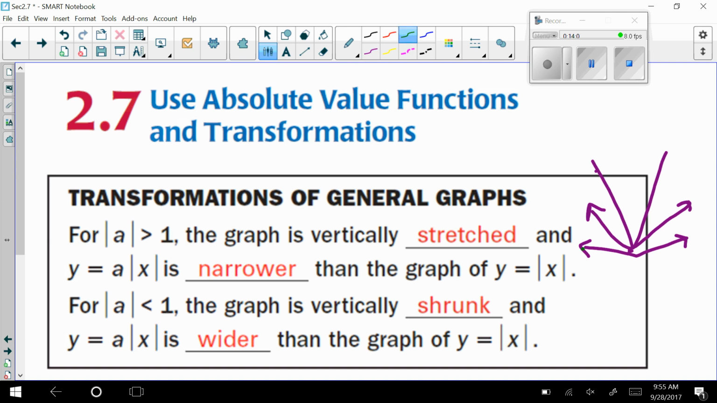I'll do it in green. So here is a vertical shrink. It's wider. It's lower. And here is a vertical stretch. It's narrower. It's taller.